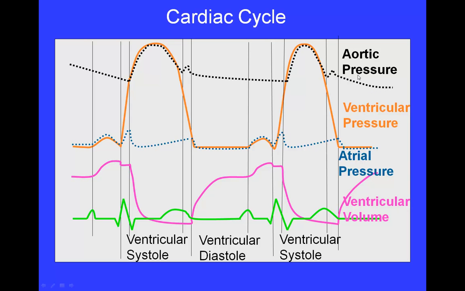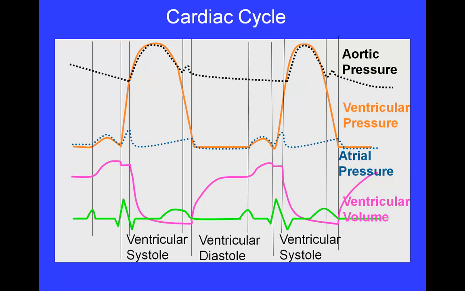So let's start at the top, and we're going to be looking at the black squares, and they reflect aortic pressure. So the pressure on the other side of the aortic valve from the ventricle. This is the pressure that we're measuring essentially off of a blood pressure cuff. It's downstream from the aorta, but it's this arterial vascular pressure.